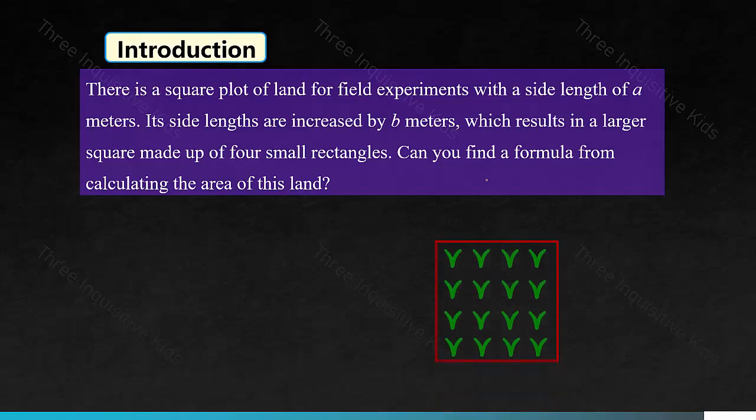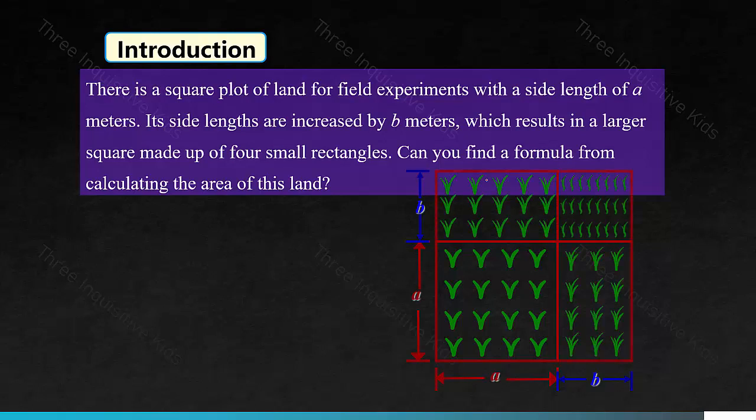So this is our square plot of land with a side length of a meters. And now we're going to increase its side lengths by b meters. And now we're resulting in 4 small rectangles. So we know that the total area would equal a plus b times a plus b. And if we look at this another way, we can find the individual areas of these 4 small rectangles and then add them together: a squared plus ab plus ab plus b squared.